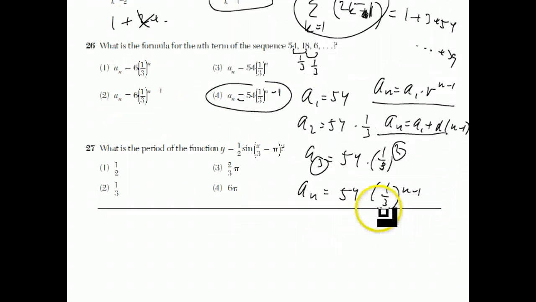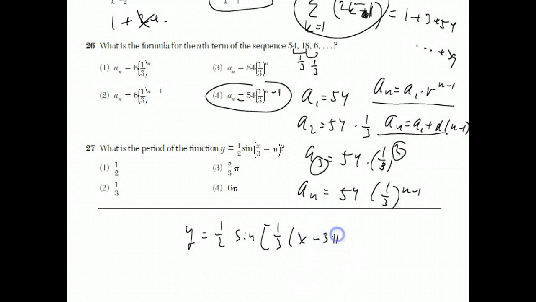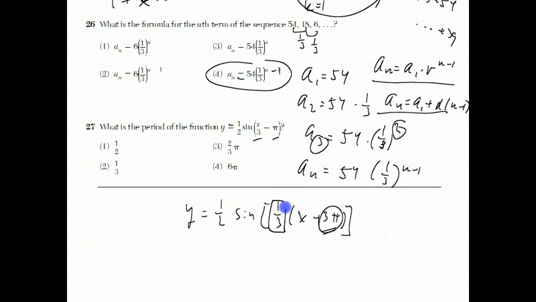And number 27, they want to know what's the period of the function y equals 1/2 sine x over 3 minus pi. Pretty hard question. I personally like to factor out this 1/3. And I basically divided this and this by 1/3. That's where this 3 pi came from. If you don't know where the 3 pi came from, it's not important anyway, because for a period, it's based on this.